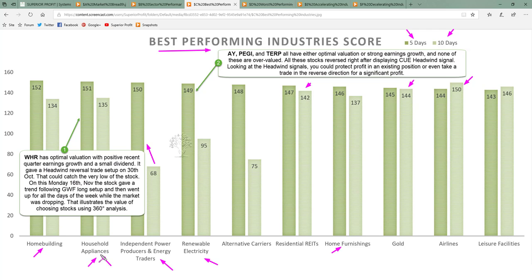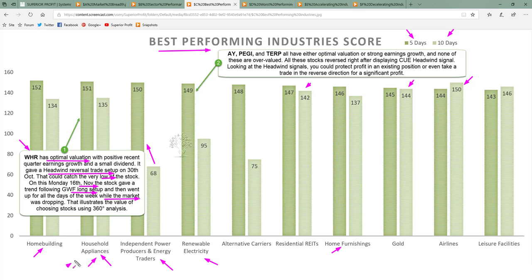I drilled down into household appliances and found WHR. It has optimal valuation with positive recent quarter earnings growth and also pays a small dividend. It gave a headwind reversal trade setup on 30th October that could catch the very low of the stock. On this Monday, 16th November, the stock gave a trend following go with flow long setup and then went up for all the days of the week while the overall market was dropping.